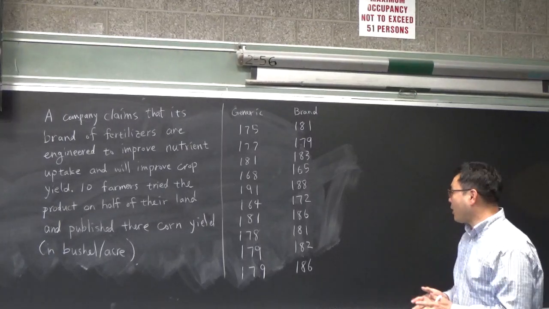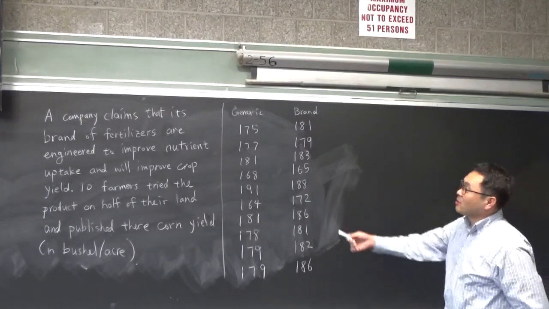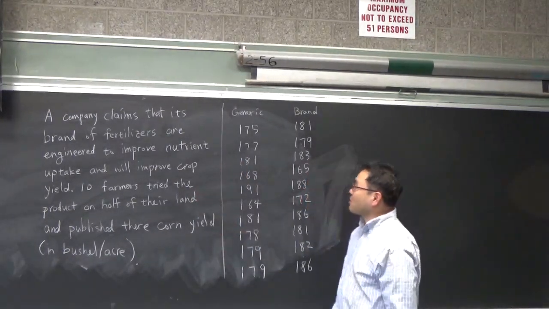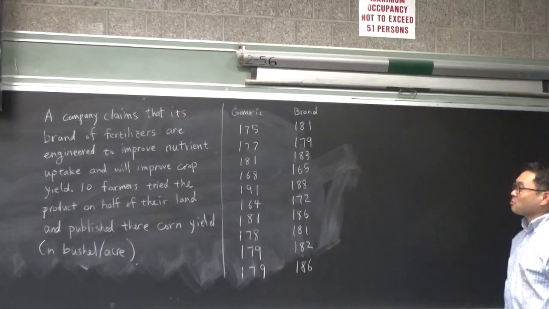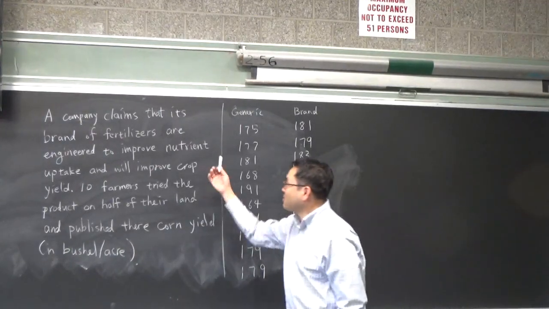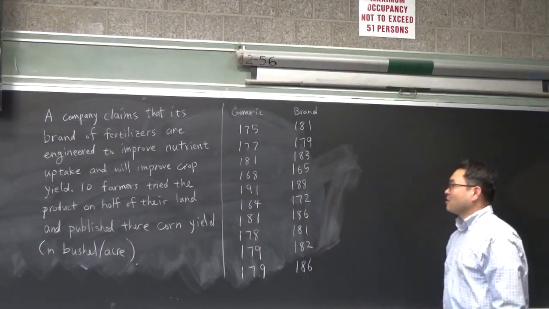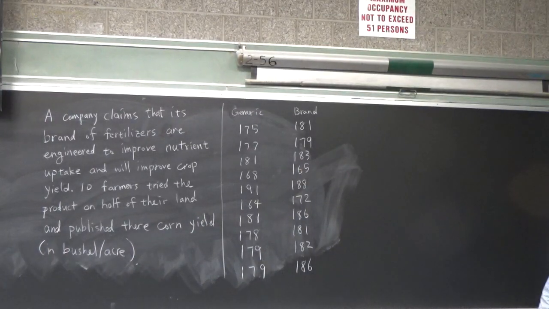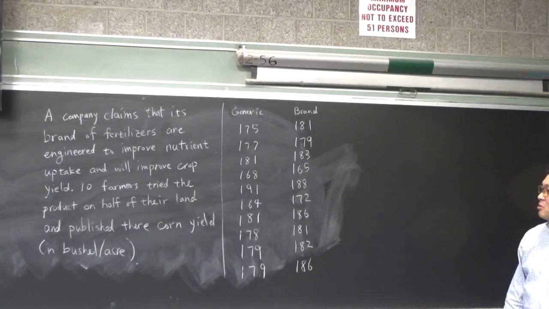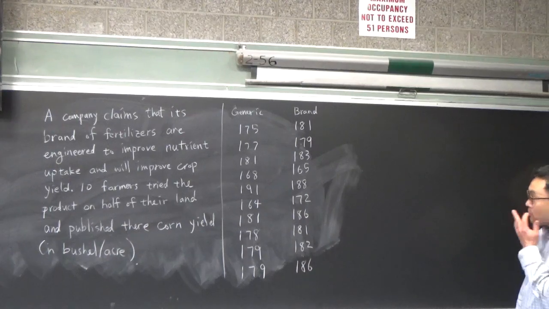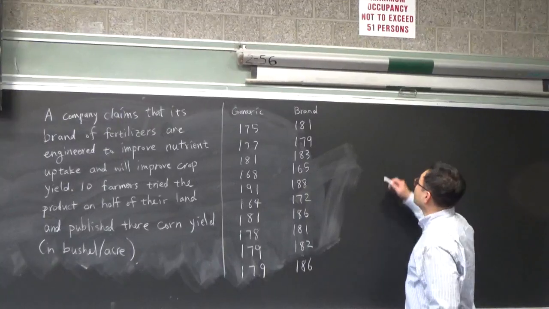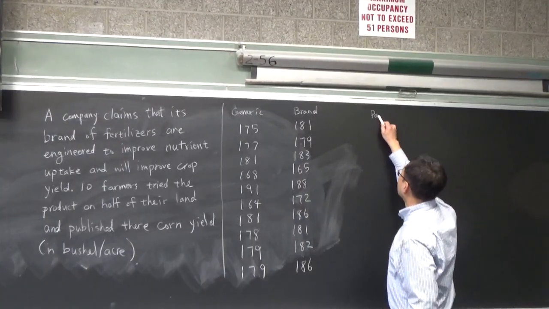So here we have paired data. A company claims that their fertilizers are engineered so that the plants will be able to take the nutrients easier, and therefore it's going to give better crop yield. And 10 farmers are trying to see if that's true. So what you have is paired data.